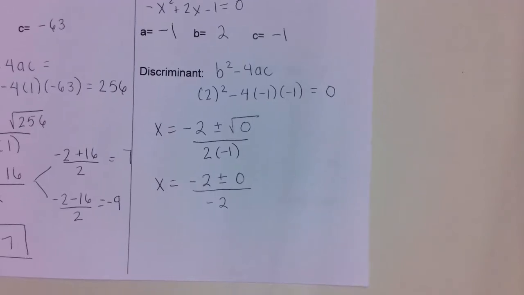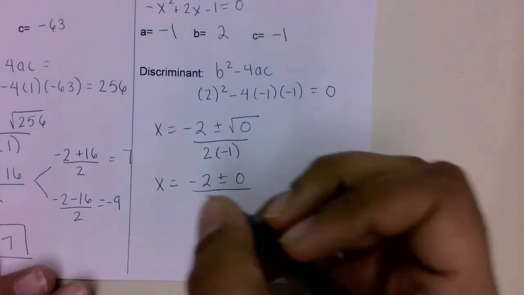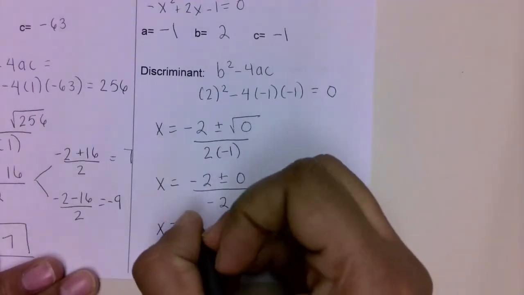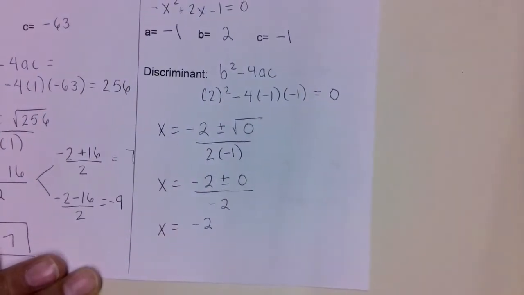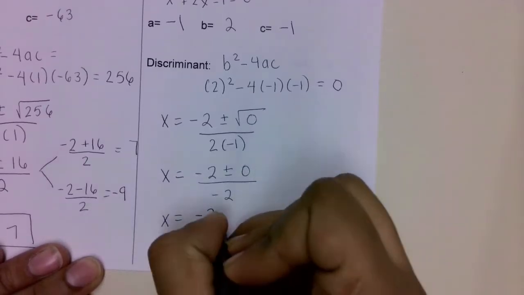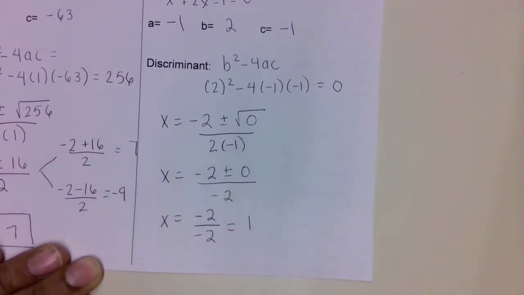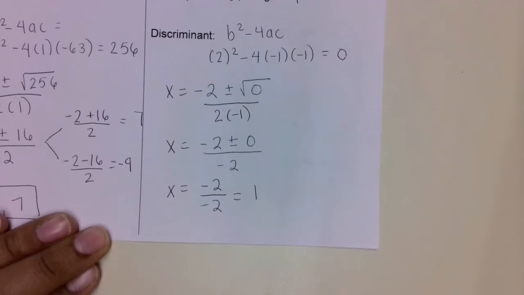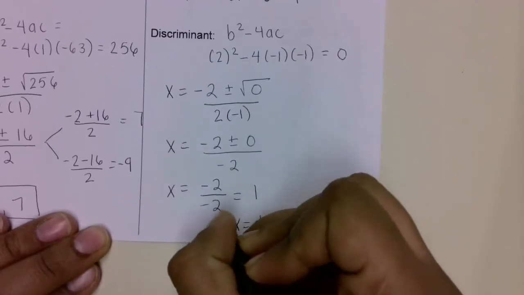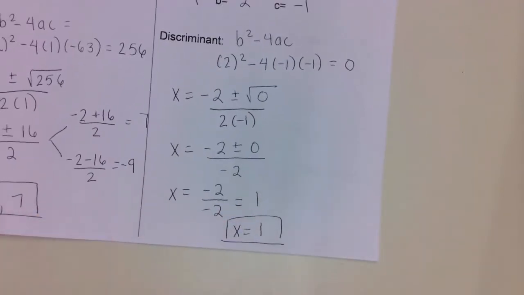In this case, I could break it up to negative 2 plus 0, negative 2 minus 0, but I know that if I add or subtract 0, it doesn't make a difference. So that's just going to be negative 2 in the numerator and negative 2 in the denominator, which is equal to 1. So x is just equal to 1. There's only one solution for this problem. All right, let's go ahead and flip the page.